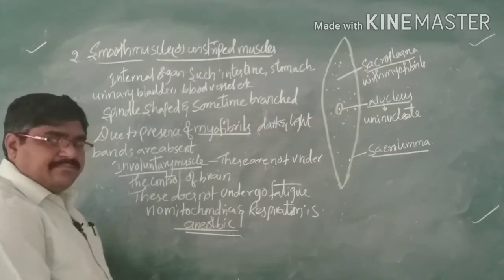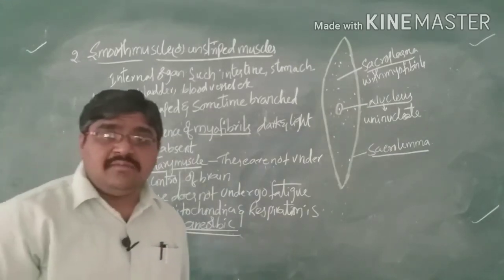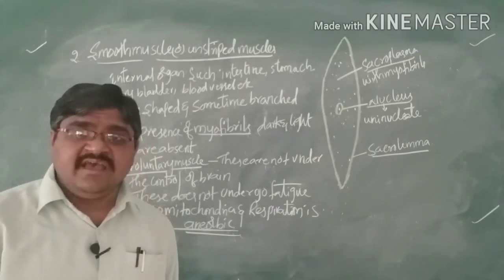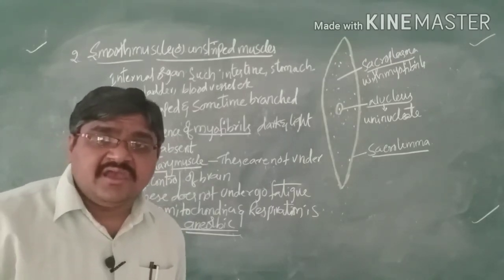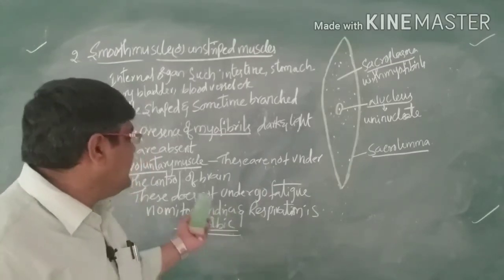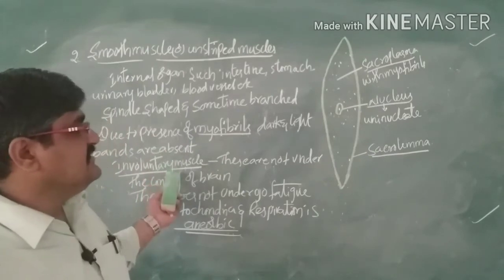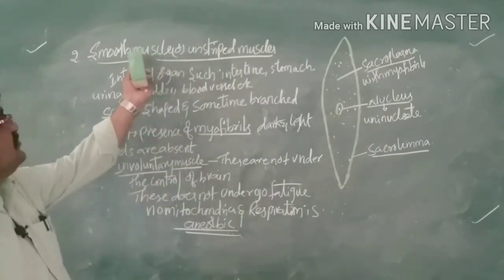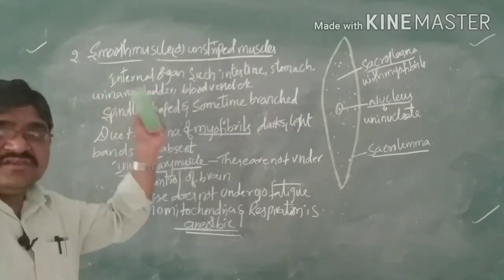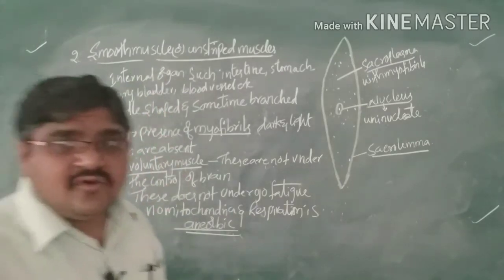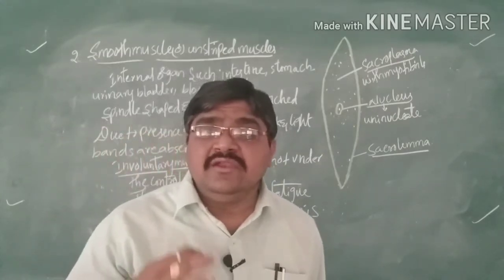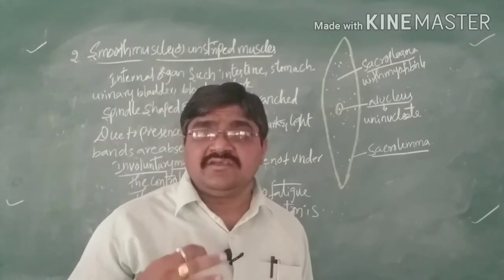Also, the blood supply is a poor amount, and these are not under the control of our willpower, so we call them involuntary muscles. They are also called smooth muscles because they are present in internal organs. They are uninucleated and spindle shaped.